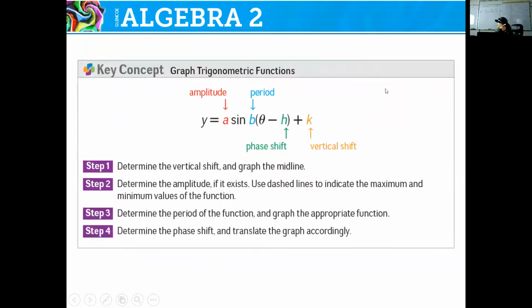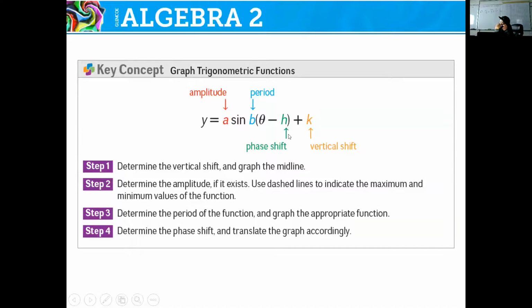All right. So here's your general format. Again, they use H and K where I use C and D. Just understand that those are variables. The process we're going to go through is to determine the vertical shift and graph the midline. We're going to determine the amplitude if it exists. We're going to determine the period and then take our X scales, and then we're going to determine the phase shift and translate the graph accordingly. That's step 4, the big one that I have a problem with.